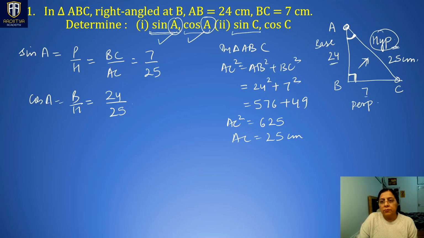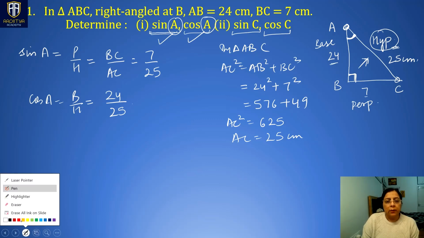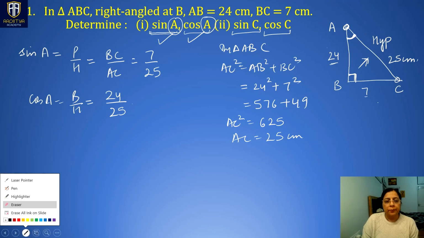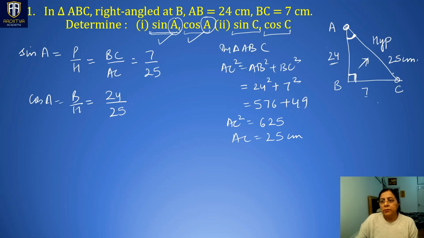The second part says we have to find sine C and cos C. That means now we have to take ratios for angle C, right? So here I am erasing these base and perpendicular. Why? Because when we change the angle, base and perpendicular get reversed. Now see, if we are taking ratios about angle C, the concerned angle always falls between the base and hypotenuse. Hypotenuse is here, so now this side becomes the base and this becomes perpendicular.